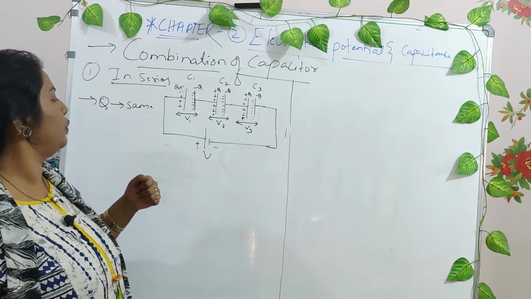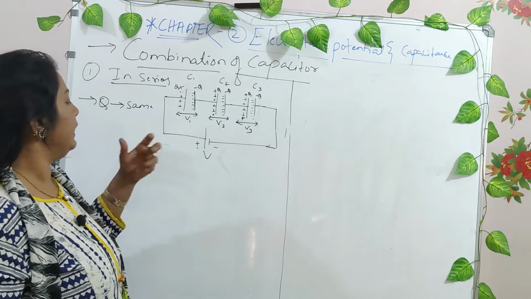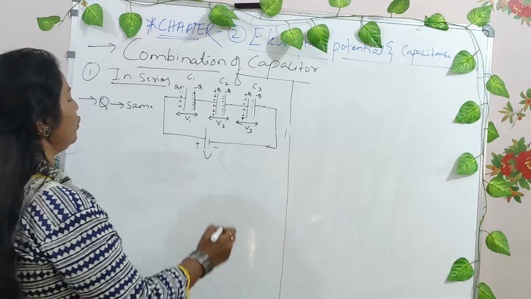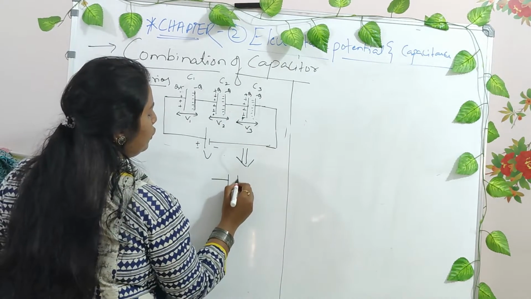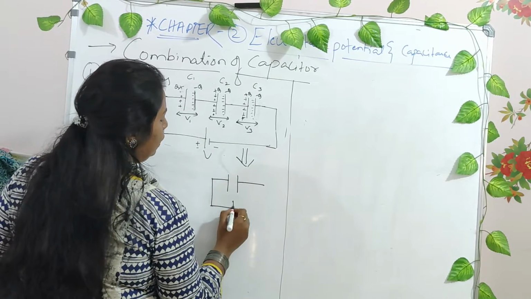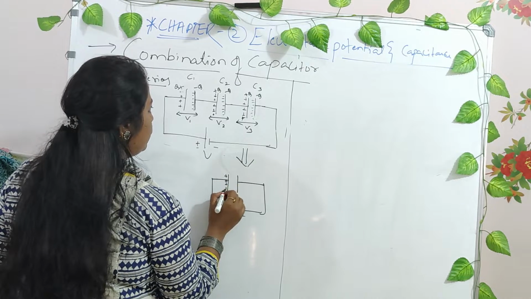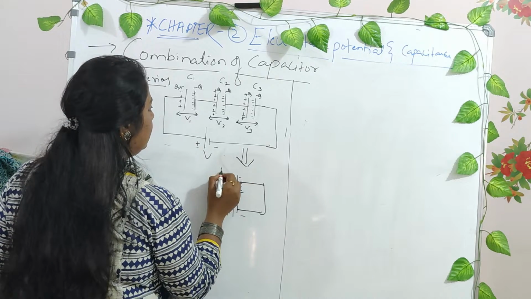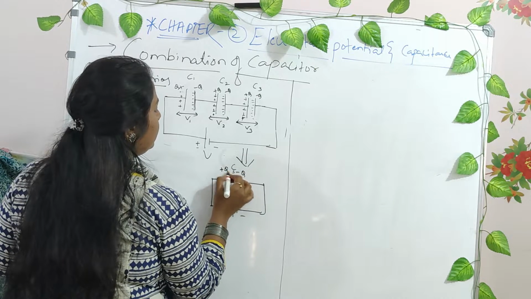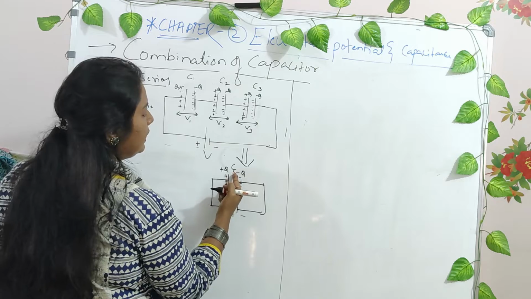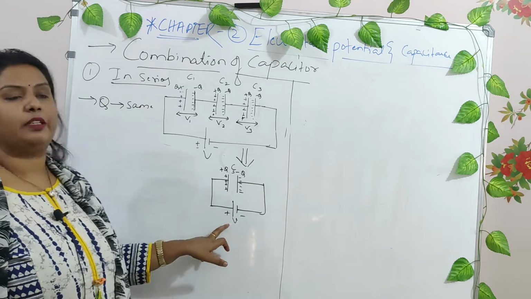Now if this particular arrangement has to be equivalently represented, then how do you represent it? The equivalent diagram, or the effective capacitance, can be written like this: positive, negative. This is the positive plate, this is the negative plate, this is positive, this is negative, and this is C, which you can take as equivalent capacitance CS. S is series, it is connected in series, and this is the potential difference.